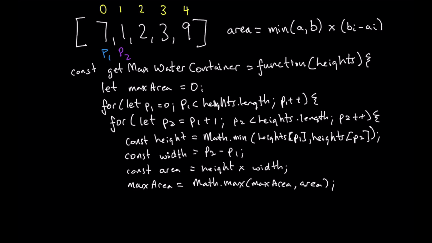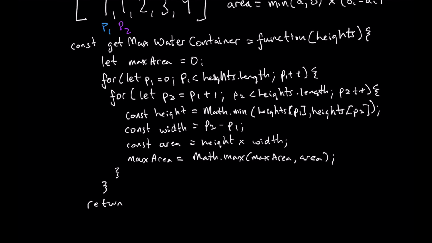So let's close our second for loop, and then the for loop right after. And then we just return our max area. And now we also close our original function, and this is our solution. So it looks relatively similar to what we had in our previous array question, because the way that we were moving through this array is pretty much the same.